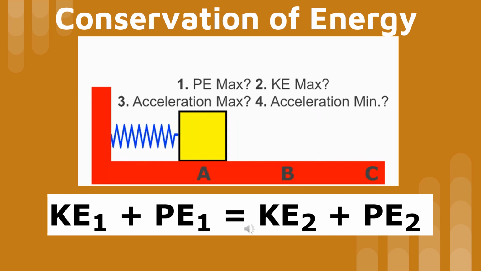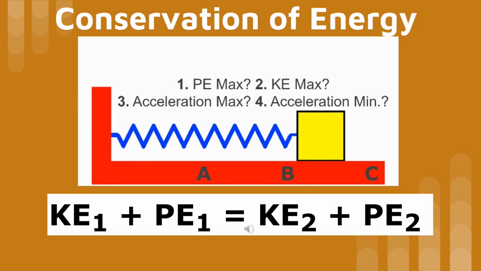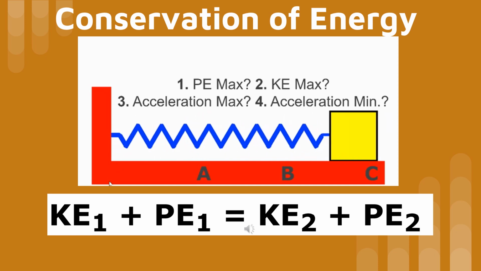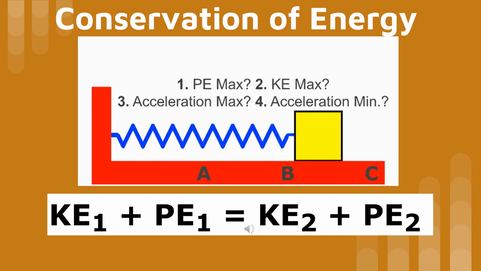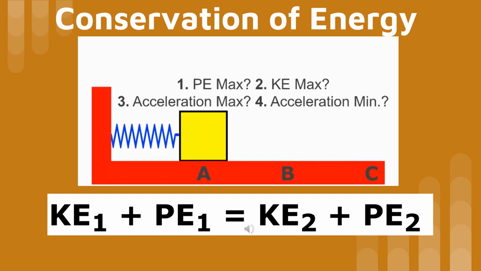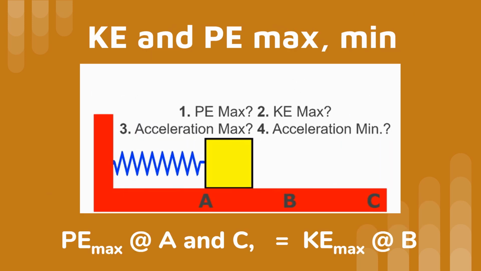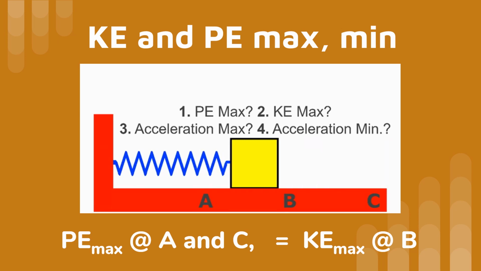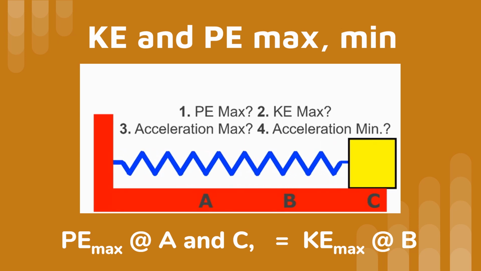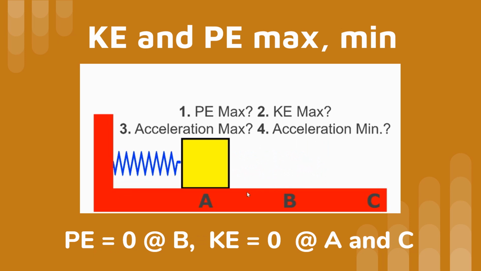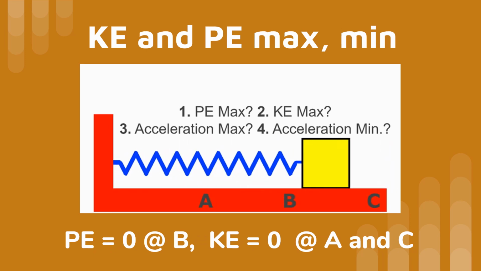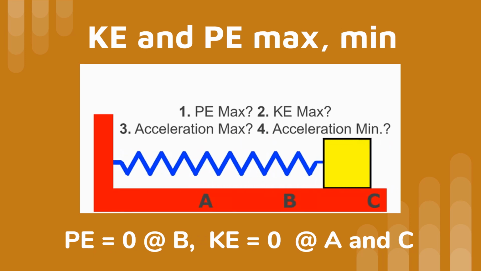At A and C, the system contains only potential energy. At B, the system only contains kinetic energy, and the object achieves its maximum velocity. Because of the conservation of energy, the potential energy at the ends of the oscillation or vibration equals the kinetic energy at the center of the oscillation. The potential energy is 0 at B, and the kinetic energy is 0 at A and C.